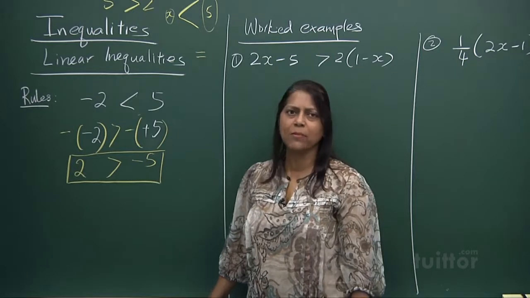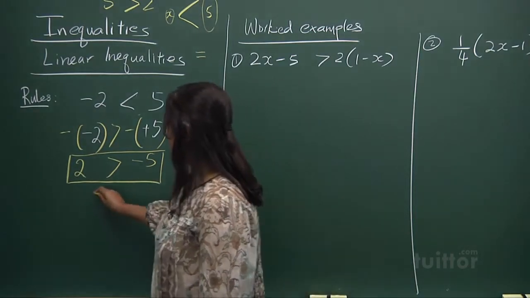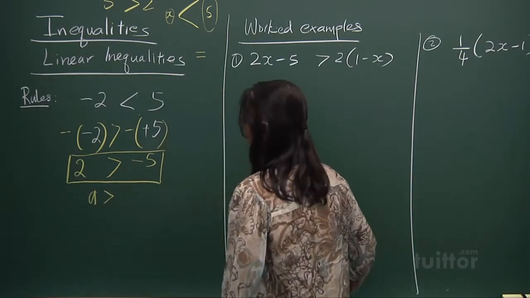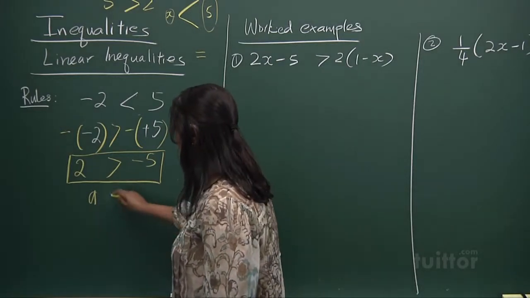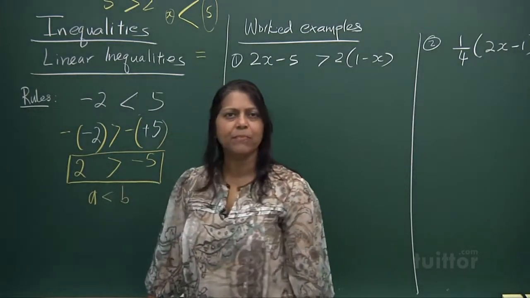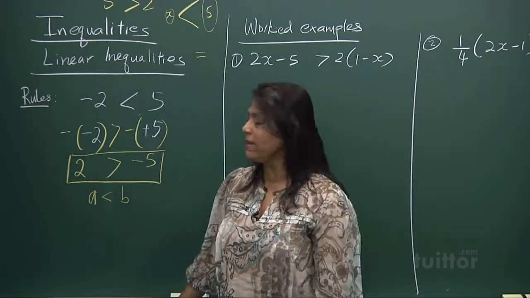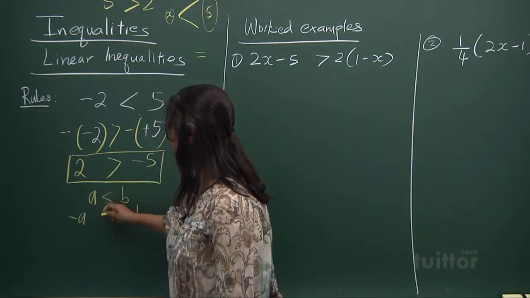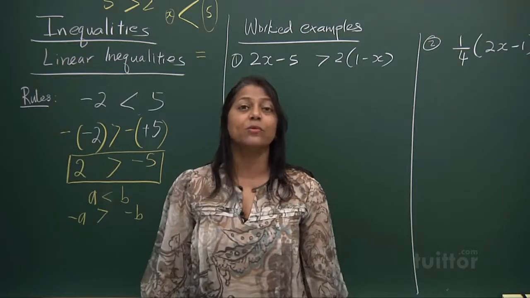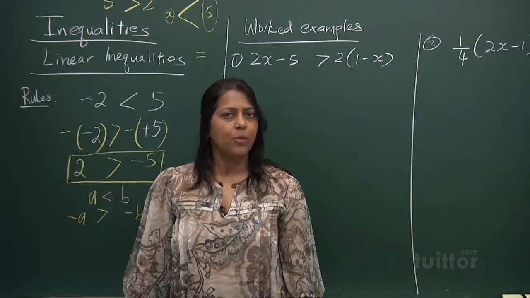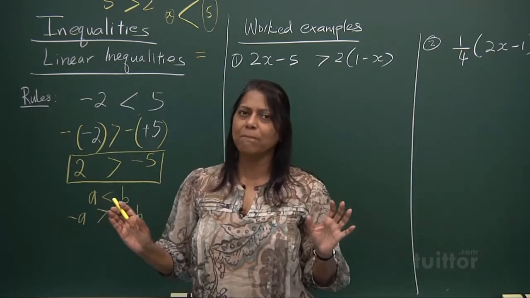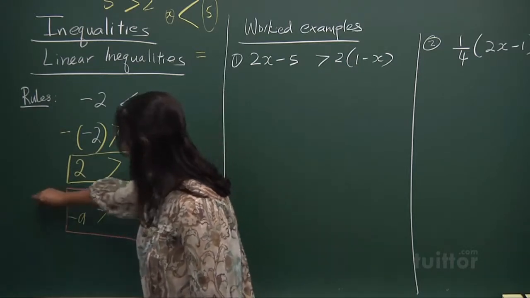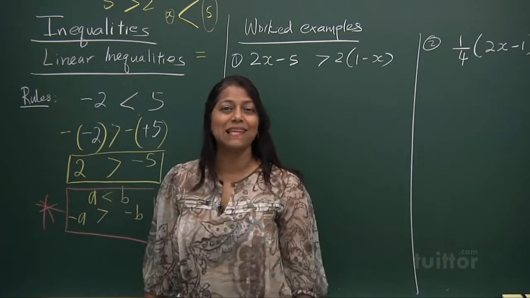So the first rule becomes: if A is smaller than B, and I multiply both with a minus, I get a minus A and a minus B. The smaller will become greater. So that's the first rule of inequality. When you multiply both sides by minus, smaller becomes greater. Now this is just the first rule. Take note of that. Ding ding. Let me put this sign, which means important.